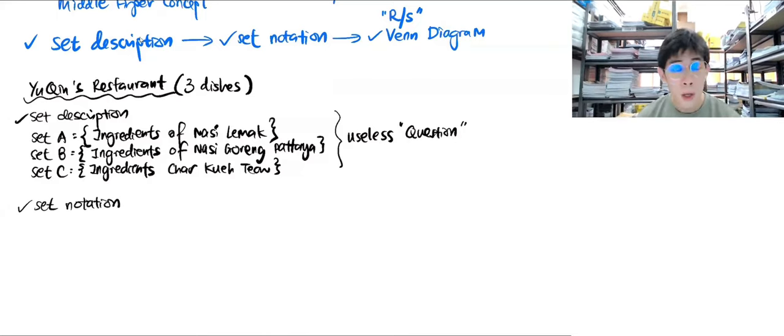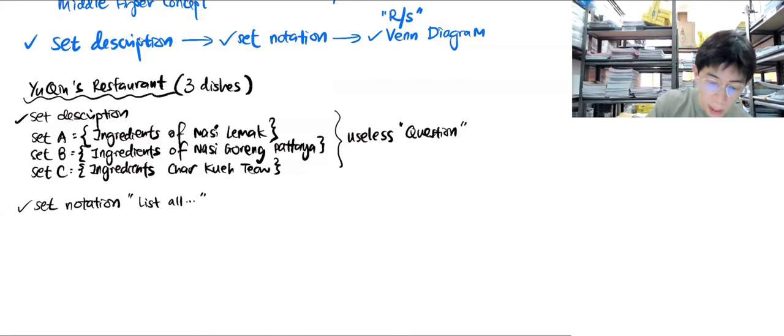Okay, set notation. So we're going to convert all this useless stuff into something that's worth 1 mark per set. In other words, sometimes they don't use the word set notation, but they will just tell you, list all the elements of set A. So normally they will say something like this.